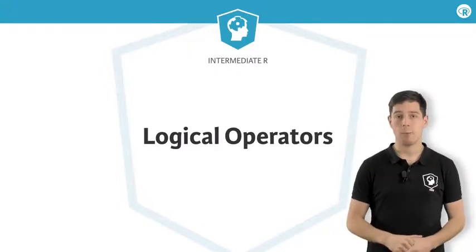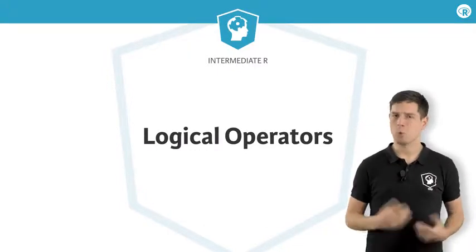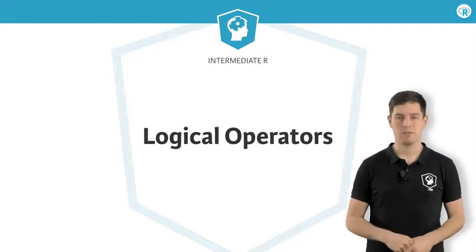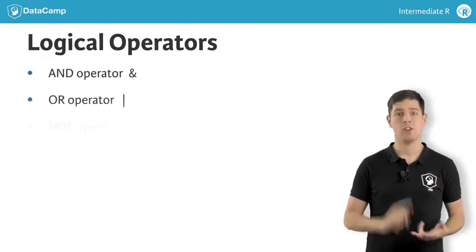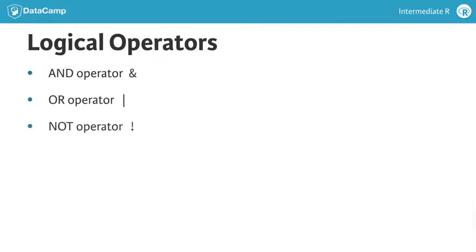You know how to use relational operators in R. Awesome. But what if you want to change or combine the results of these comparisons? R does this using the AND, the OR, and the NOT operator. Let's have a closer look at each one of them and start with the AND operator.